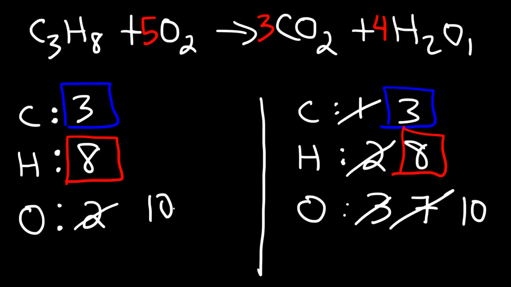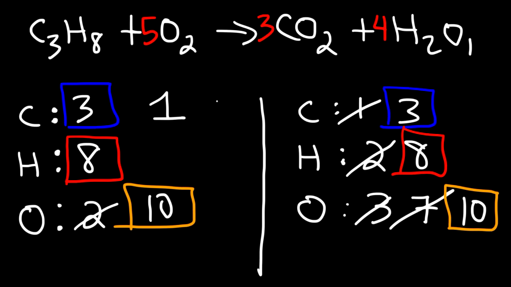Now the number of oxygen atoms are the same. And so at this point, the chemical equation is balanced. So anytime you want to balance a combustion reaction like this one, I highly recommend that you balance the carbon atoms first and then the hydrogen atoms second and save the oxygen atoms last. If you do it this way, your life will be a lot easier.